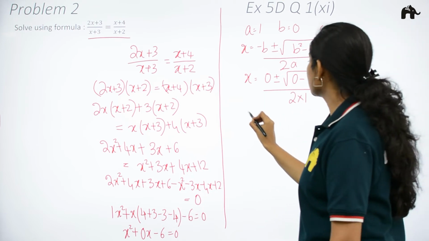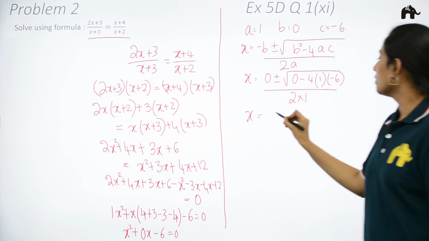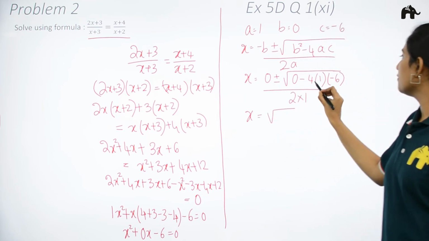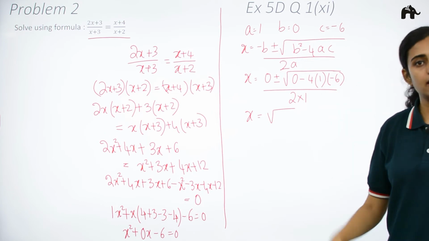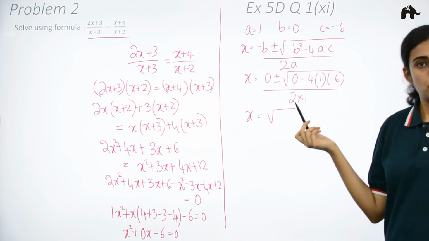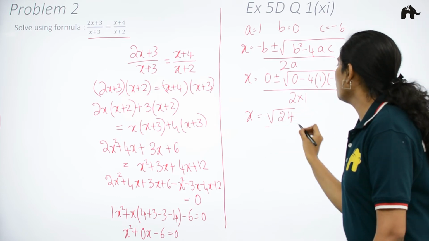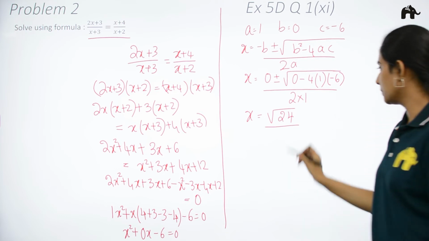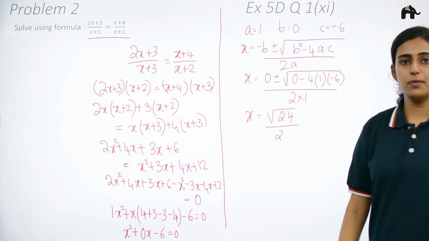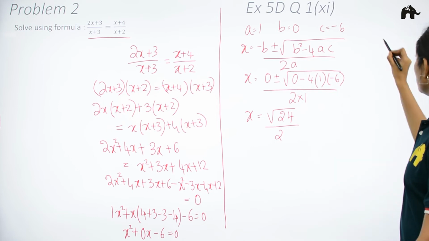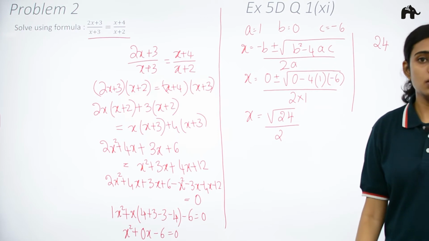Then what is x? x is equal to root of 4 into 6 is 24. We have two negative signs here. Negative into negative is positive. So we got root of 24. Denominator we have 2. Okay. Root of 24. Is 24 a perfect square? 24 is not a perfect square.